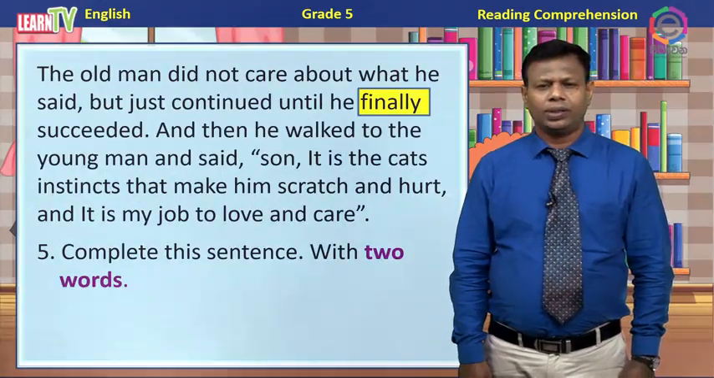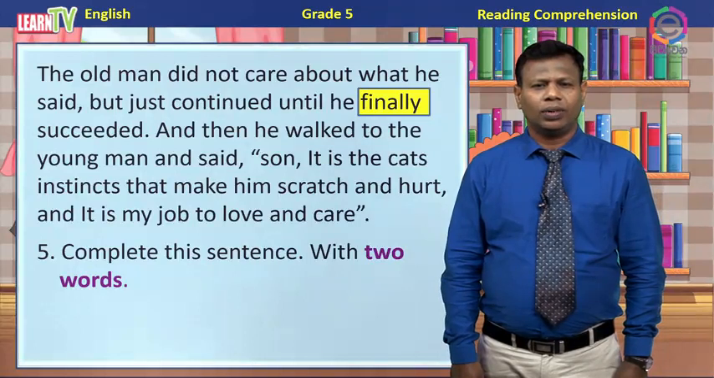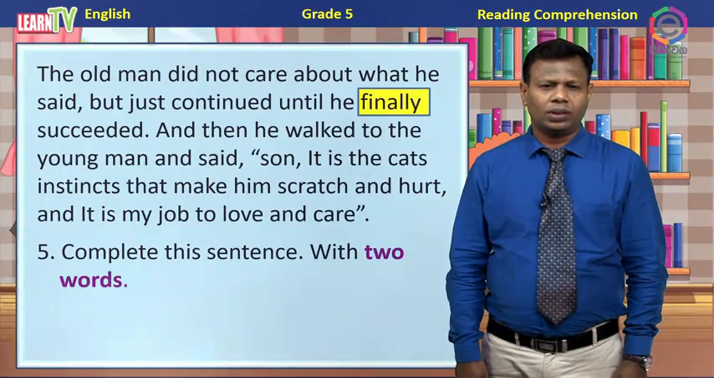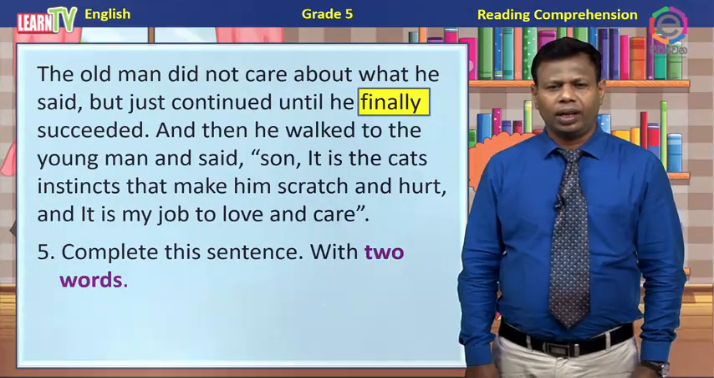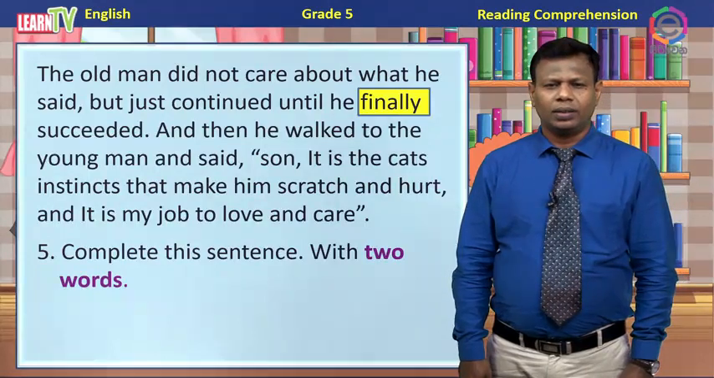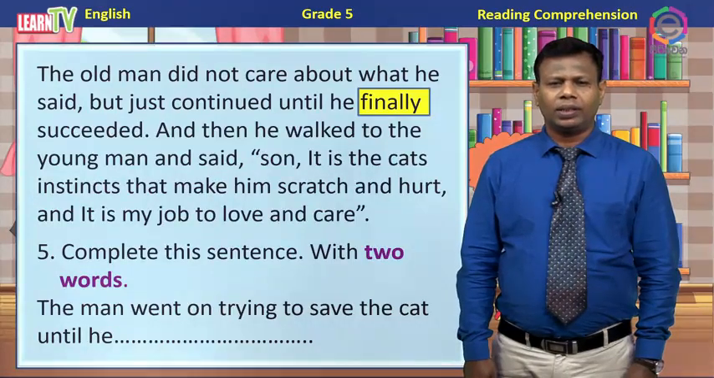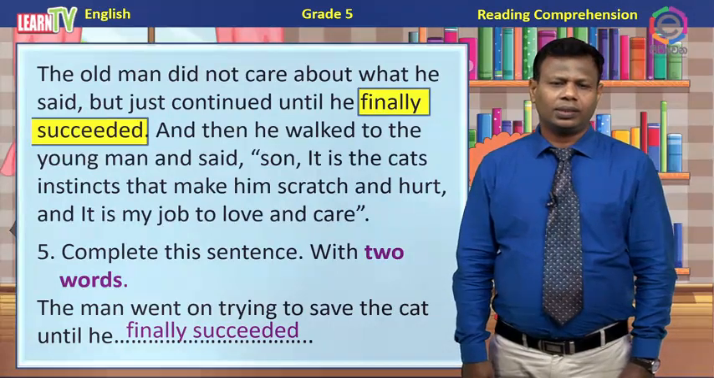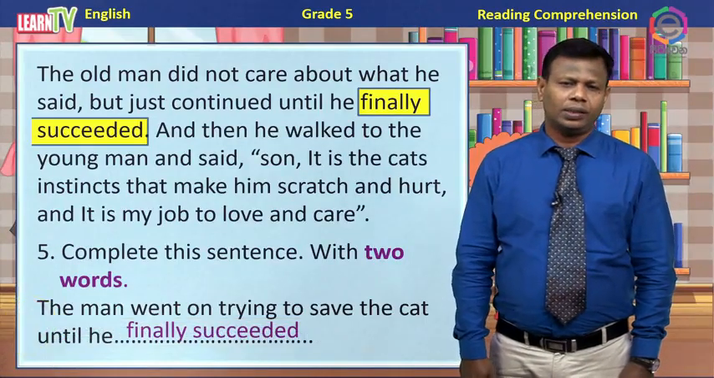Complete this sentence with two words. The old man did not care about what he said, but just continued until he finally succeeded. And then he walked to the young man and said, "Son, it is the cat's instincts that make him scratch and hurt, and it is my job to love and care." The man went on trying to save the cat until he, go through the text and find two words. Finally succeeded. The man went on trying to save the cat until he finally succeeded.